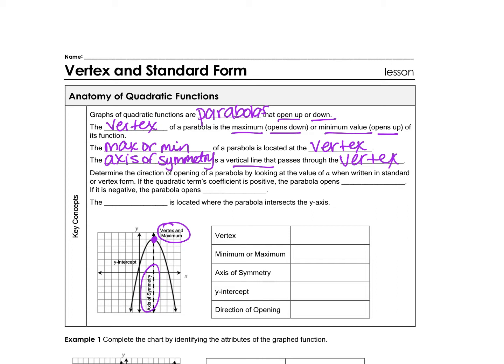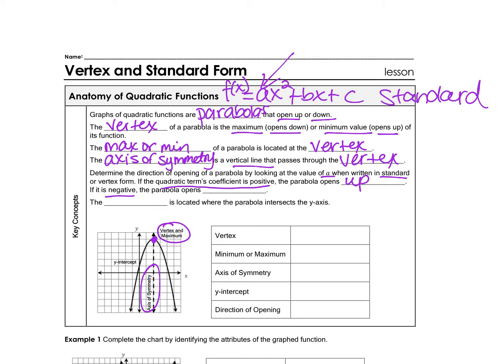So it says determine the direction of the opening of the parabola by looking at the value of a. So a quadratic function is ax squared plus bx plus c, and on your function, it's f of x equals. So a is always the coefficient of your x squared. This is standard form. So if a is positive, if the quadratic term's coefficient is positive, it will open up. If it is negative, it will open down.